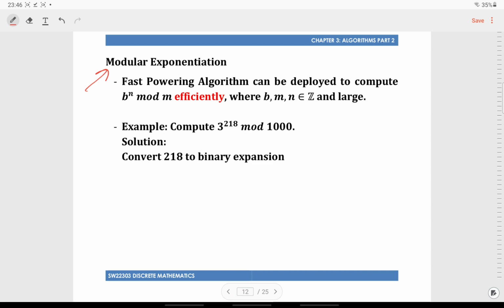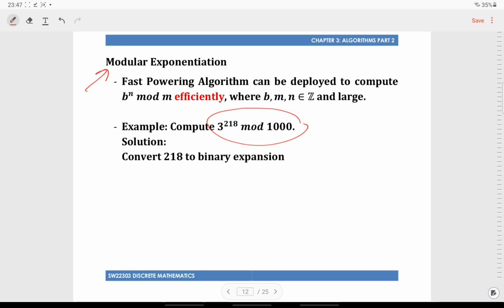Okay, so let's say I give you a task to compute the following number. Compute 3 to the power of 218 mod 1000. Can you use your calculator to compute this value? Can you directly compute 3 to the power of 218 using your calculator? It's impossible unless you're using programming. Using your calculator, it's impossible, beyond the capacity of your calculator.